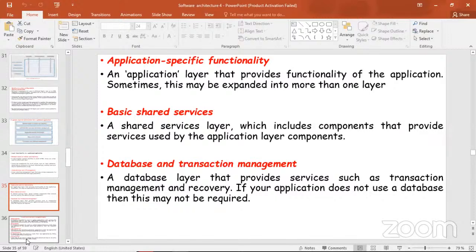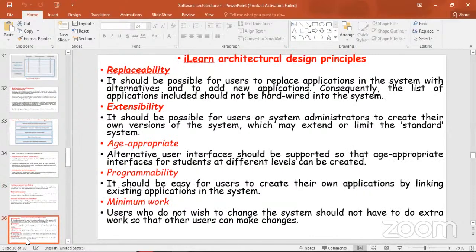Now, can we give examples of applications that do not require databases? Assignment number 4 or assignment 2: give 10 applications that do not require the use of databases.